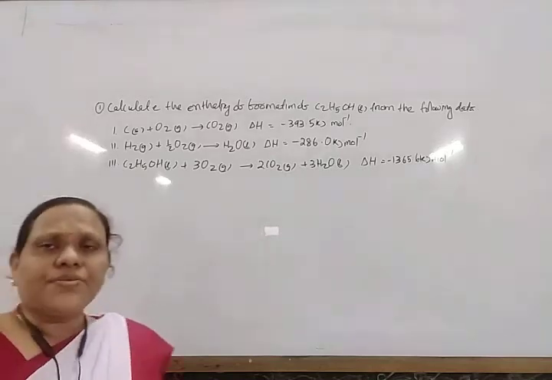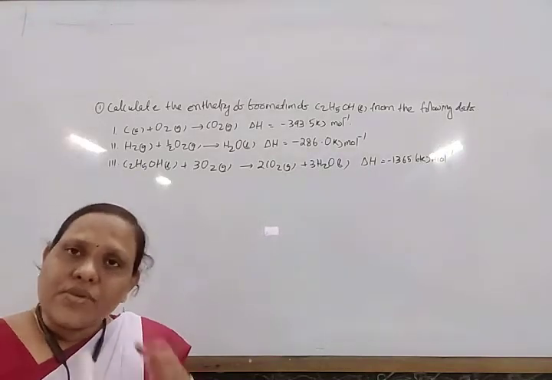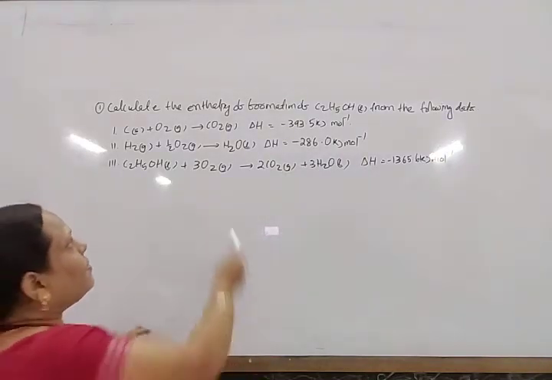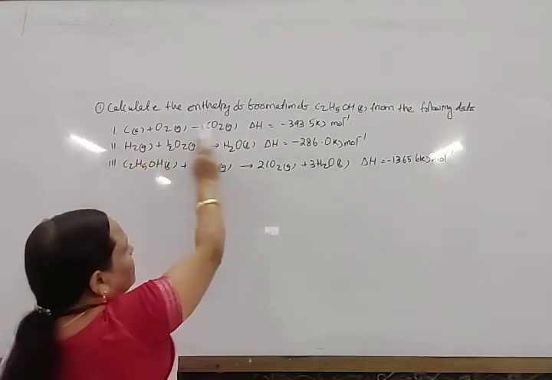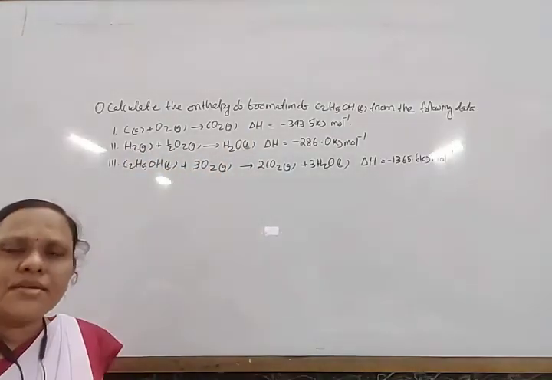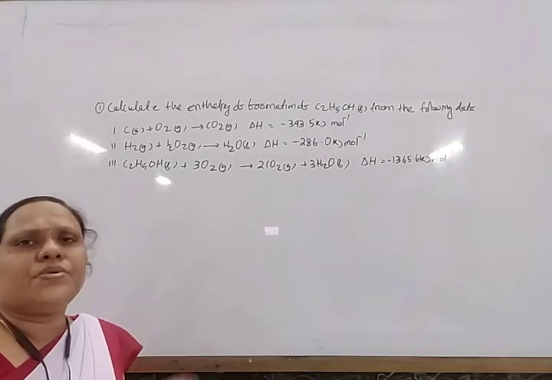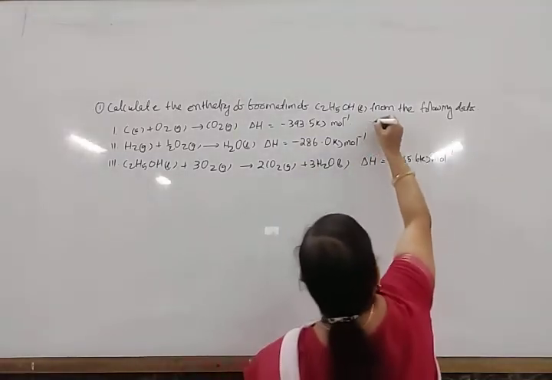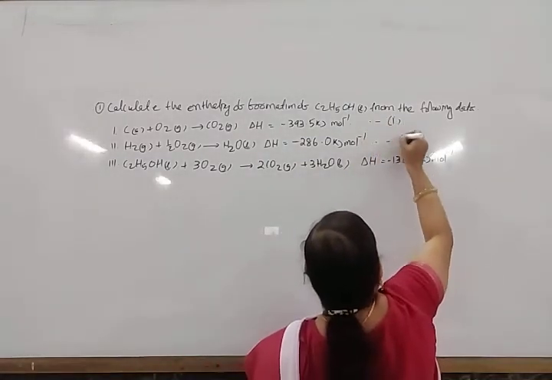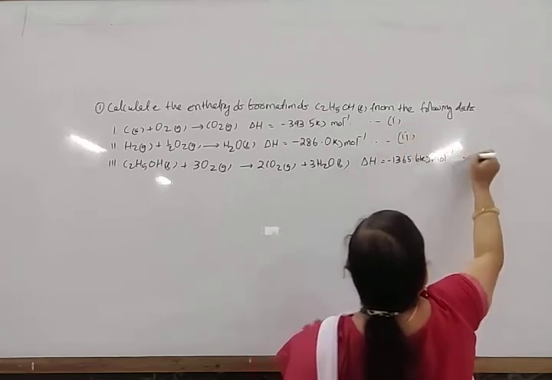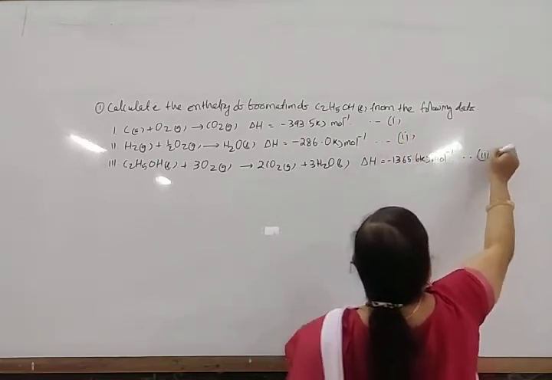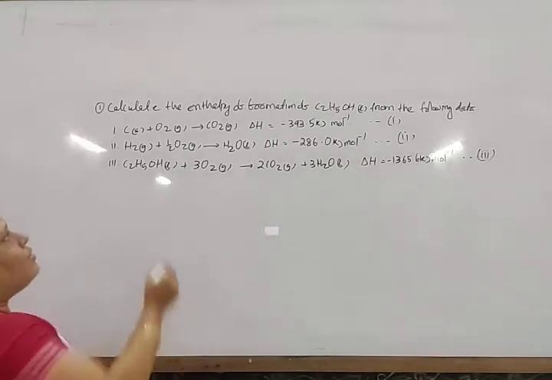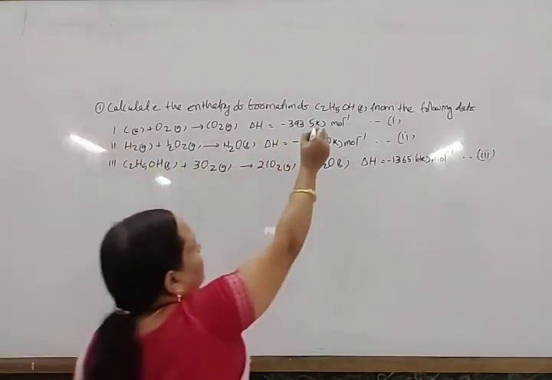So first you have to write down the equation for the enthalpy of formation. Three equations are given. First give them equation numbers 1, 2 and 3. I am writing here: this is equation number 1, this is equation number 2 and this is equation number 3. Next, calculate the enthalpy of formation of ethanol.